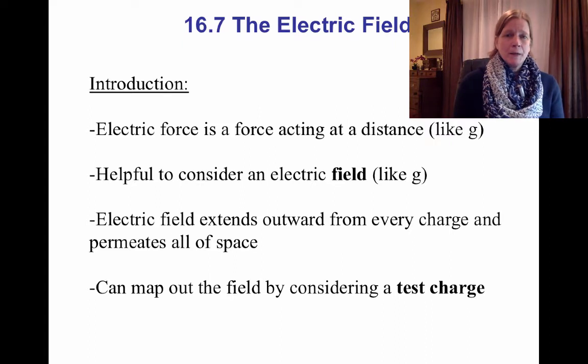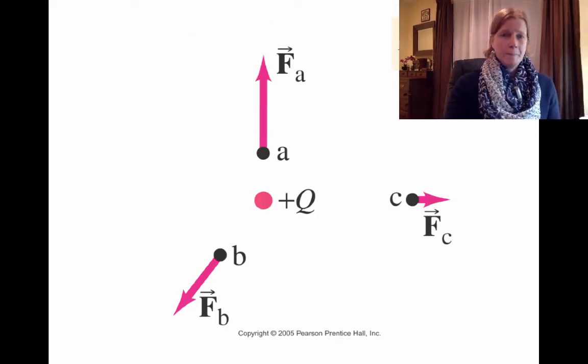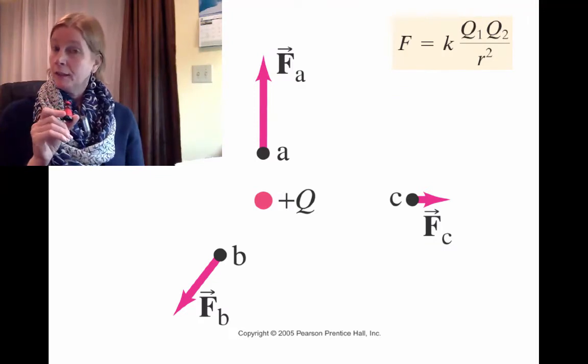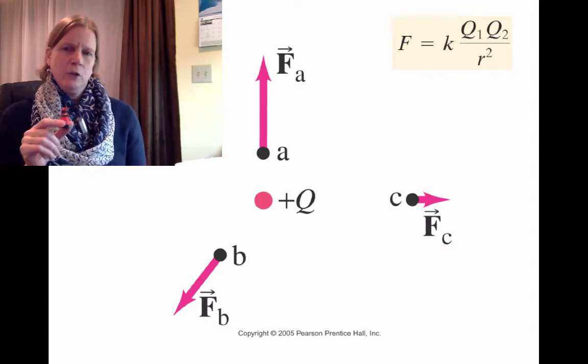It's helpful when we think about electric forces to also think about the electric field, just like with gravity, we can think about a gravitational field. An electric field extends outward from every charge and permeates all of space, although its magnitude decreases as 1 over r squared. We can map out a field by considering a test charge. If this is our charge, this Dalek, and we give it a charge plus q, then we can take a test charge and move it as shown in this picture from A to B to C.